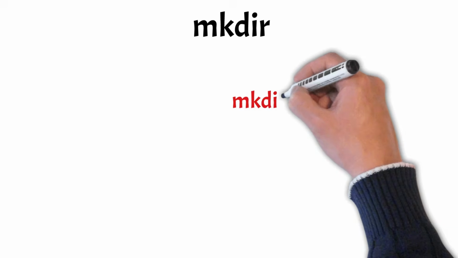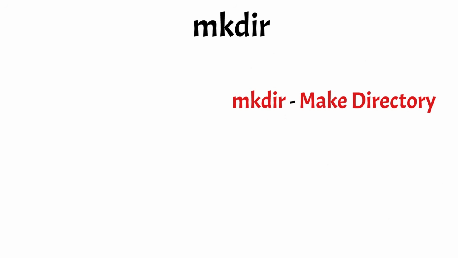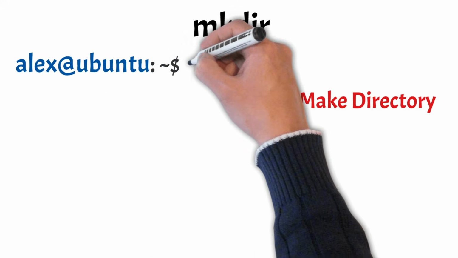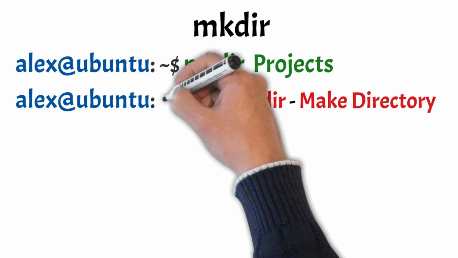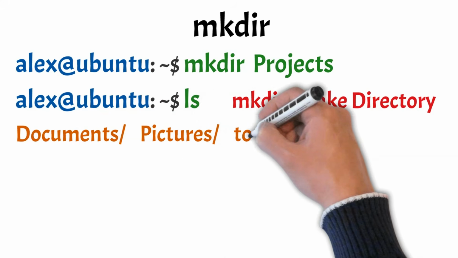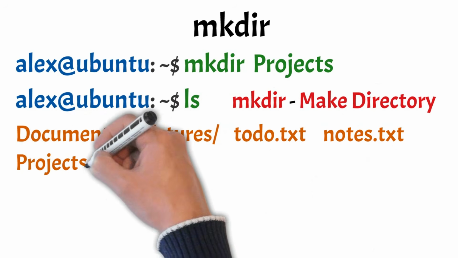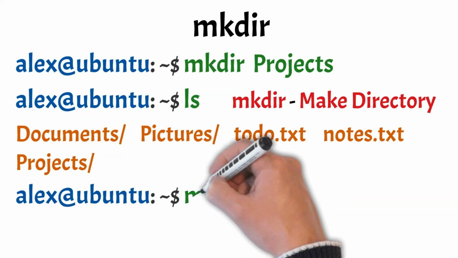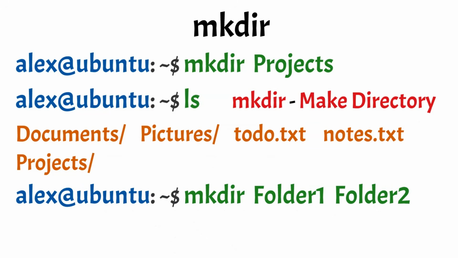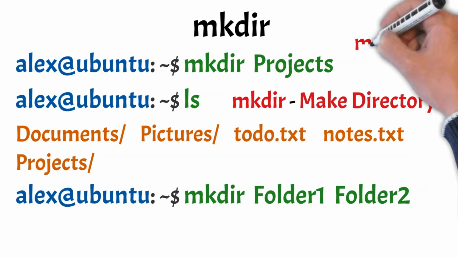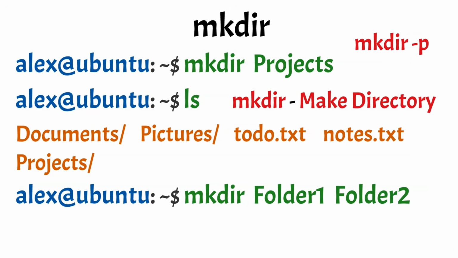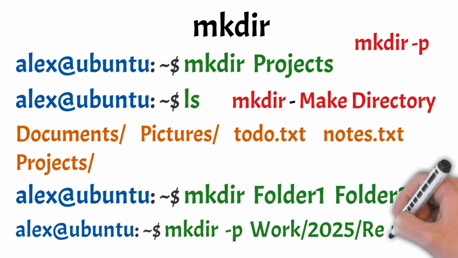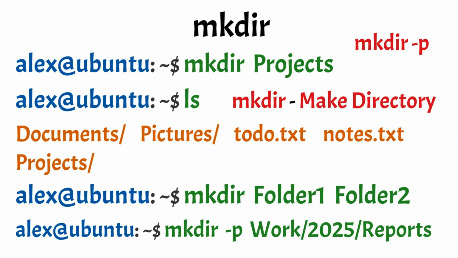Now that we've seen how to create files, let's create a folder too. The mkdir command stands for make directory, and it's used to create new folders. For example, mkdir projects will create a folder named projects in your current directory. You can also create multiple folders at once by listing them, like mkdir folder1 folder2. If you want to create a nested folder structure, like a folder inside another that doesn't exist yet, use the -p option. For example, mkdir -p work/2025/reports will create the entire path, even if the parent folders don't already exist.